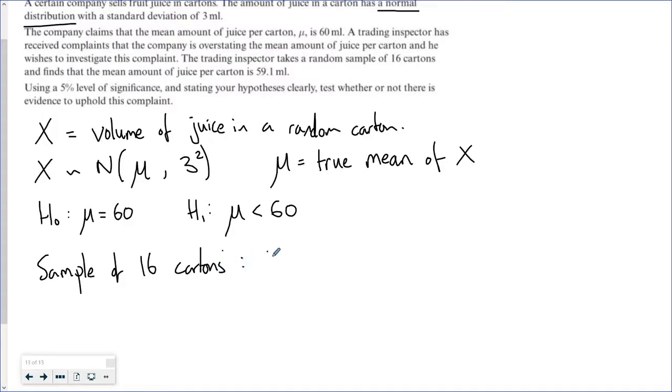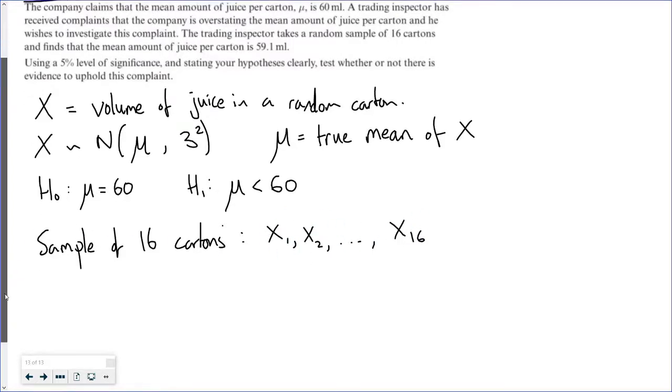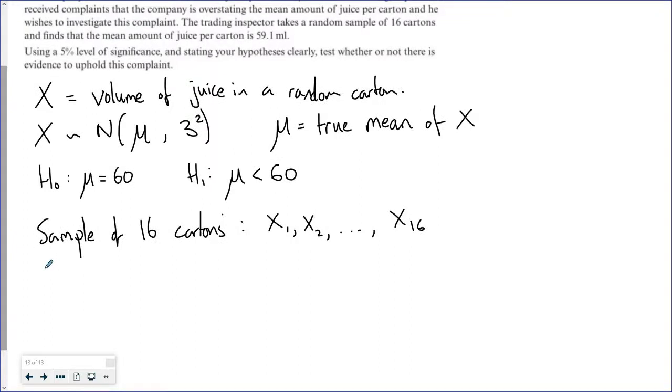And you don't need to write this down, but I like to actually say what the sample is. We've got x1, x2, up to x16. So x1 would be the amount of juice in the first carton, second carton, all the way up to the 16th carton. And what the inspector is doing is he's taking the sample mean, which is x bar. So he's adding up all of these cartons that he's collected and working out what's the mean amount of juice in the carton.